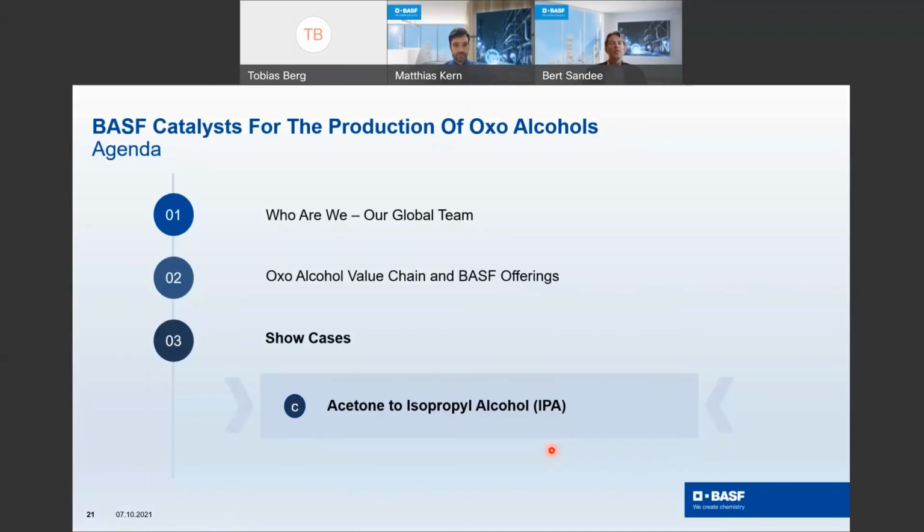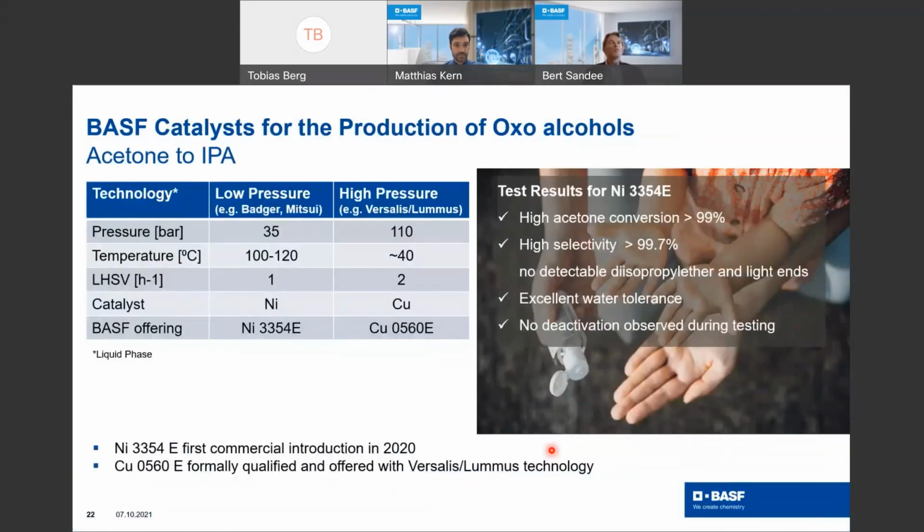We have a third showcase, which is actually a little bit more like a teaser. Acetone to isopropyl alcohol is not part of the oxo alcohol chain, but in our books, if you look at it from the catalyst perspective, it requires the same type of catalysts. And we've put it in here because since COVID-19, we see quite some increase in requests and demands for IPA and IPA technology. And this is our slide on that topic. So this is typically also done with nickel or copper, this conversion. So it's not aldehydes, these are ketones.